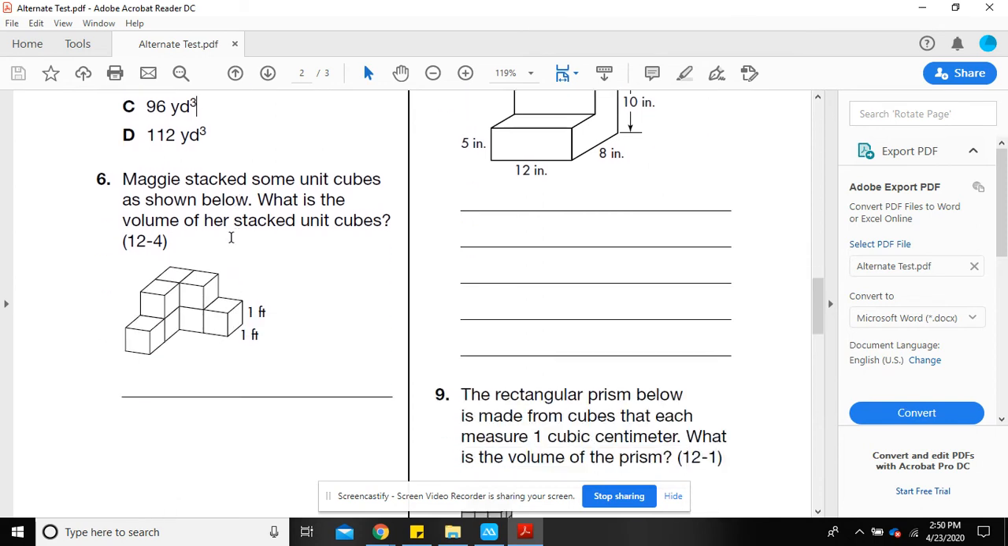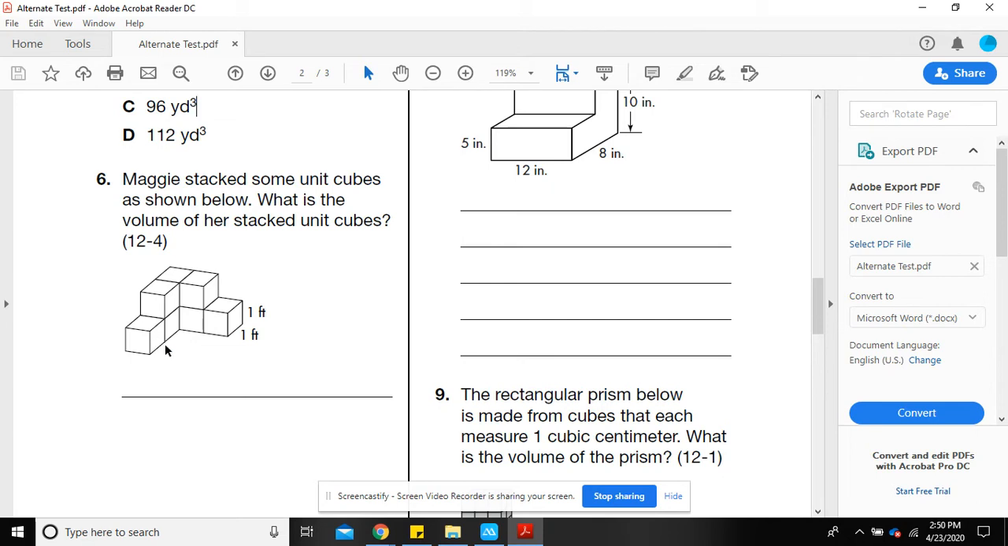Okay, number 6, Maggie stacked some unit cubes as shown below. What is the volume of her stacked unit cubes? So again, we have unit cubes, so they are only 1 foot. Just like in our first problem, we can just count how many blocks we have. We have to keep in mind that there are some that we cannot see, okay?